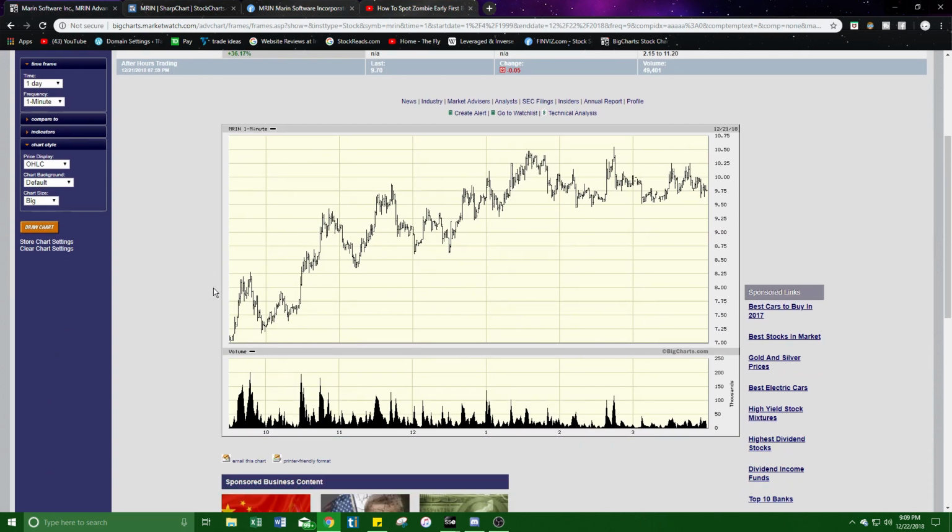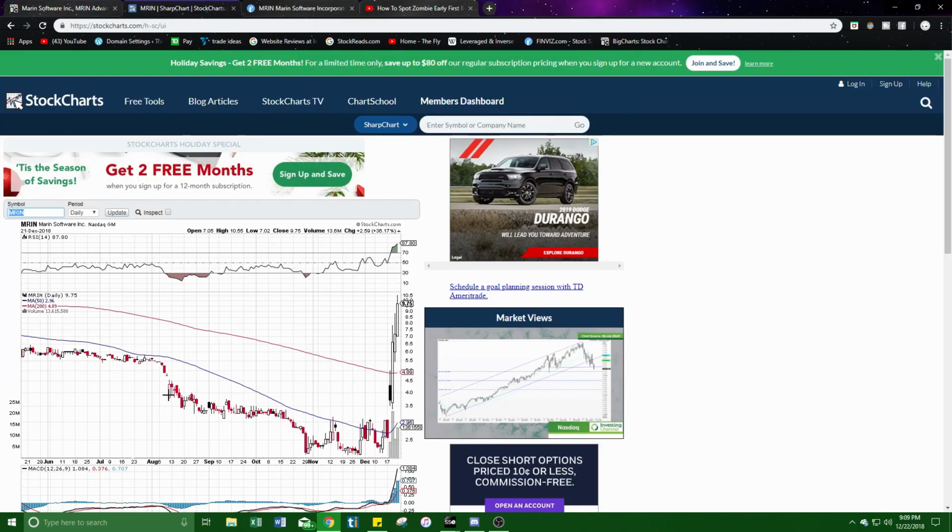When you go to stockcharts.com, the default charts that come up are candlestick charts. But what are the default moving averages that pop up? The simple moving average 200 and the simple moving average 50. This is the default settings on this website.